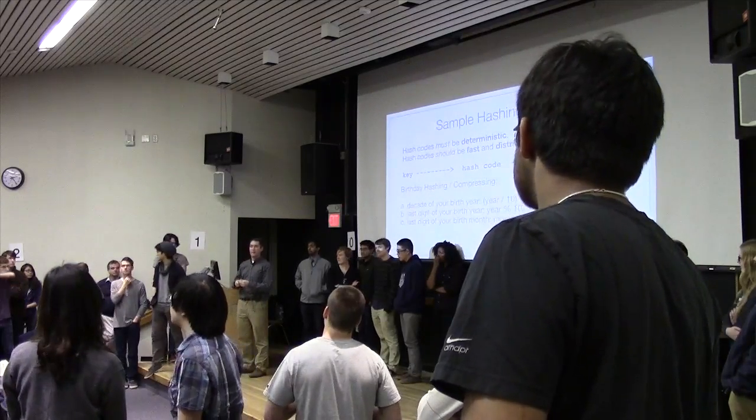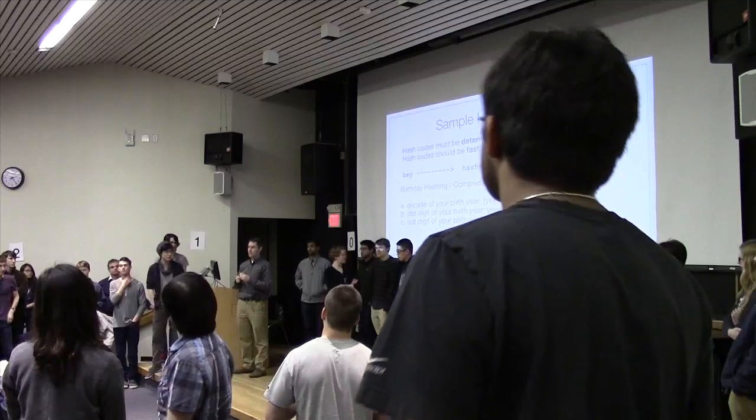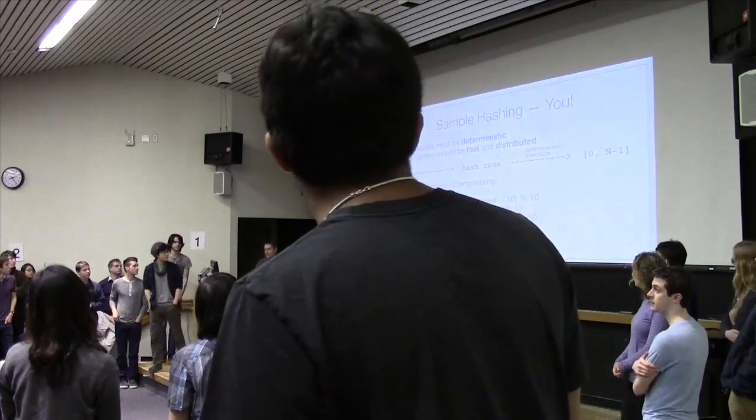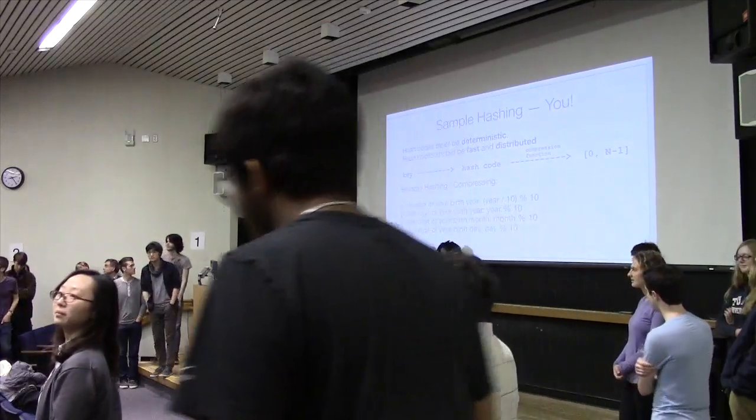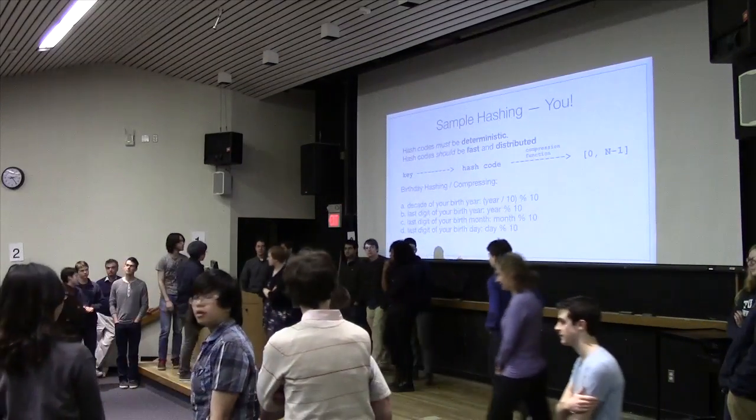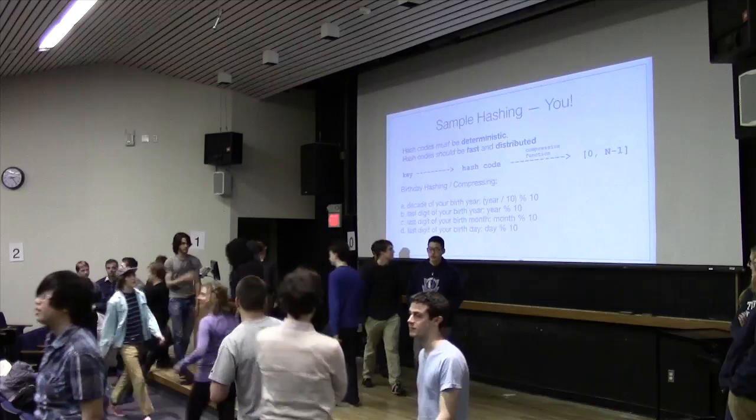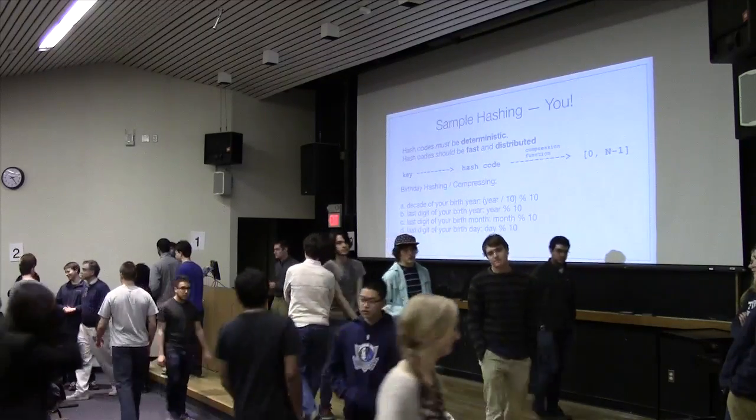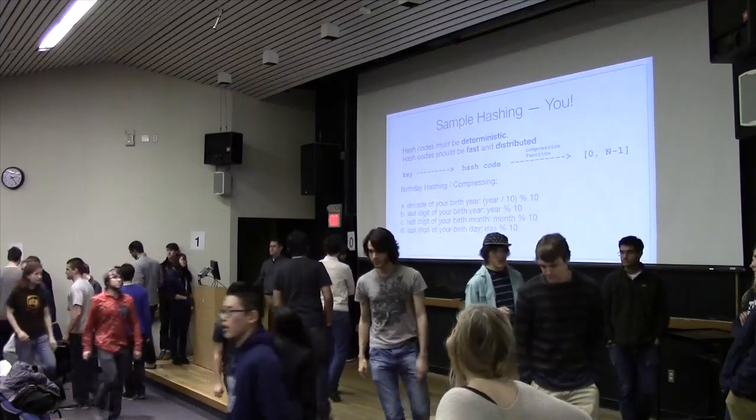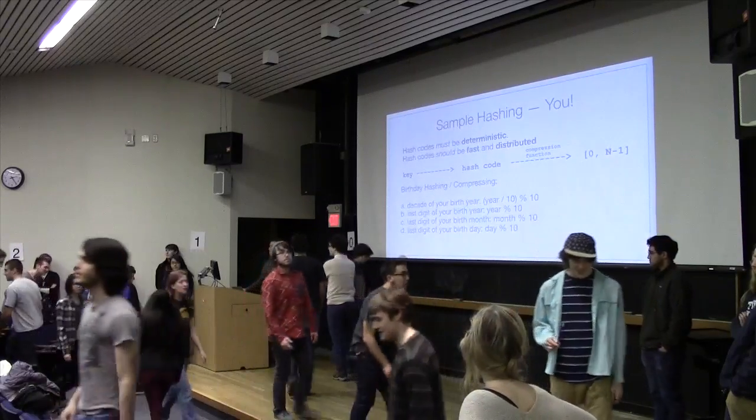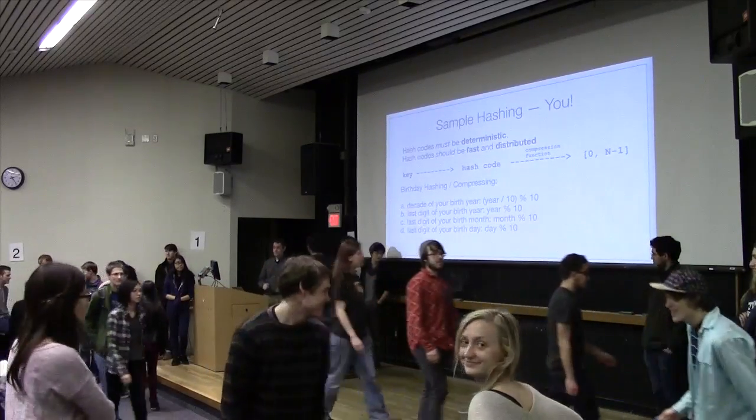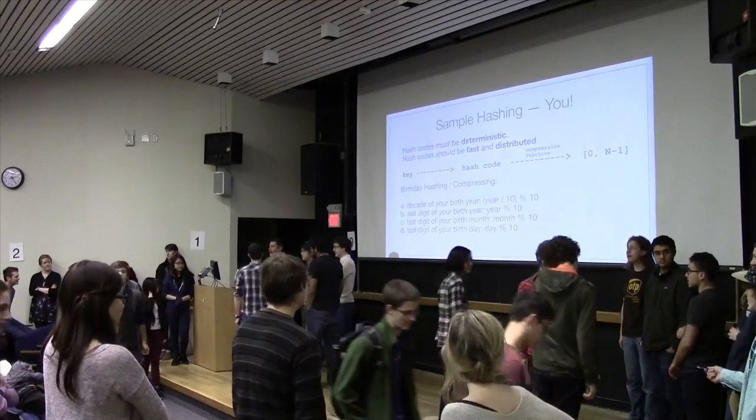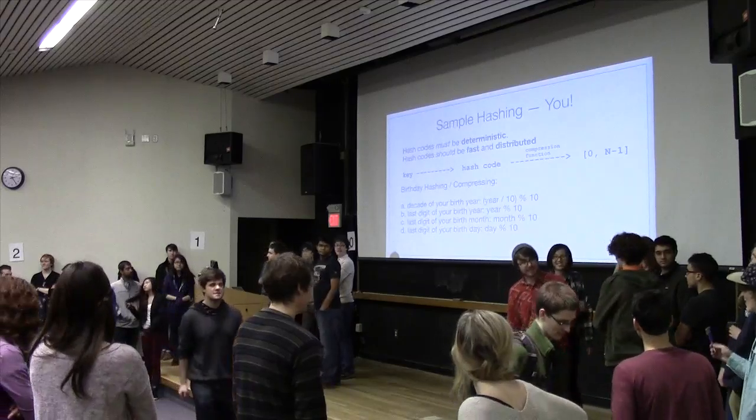Can anyone think of an even better one? The day, yeah. So try this one. The last digit of your birthday, right? The actual day you were born on. So if you were born on the 7th of the month, it'd be the 7th. Now this looks much better.